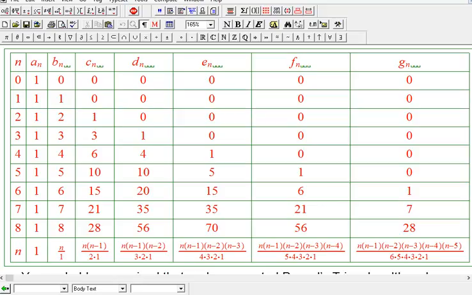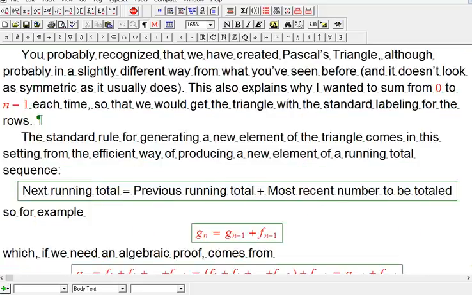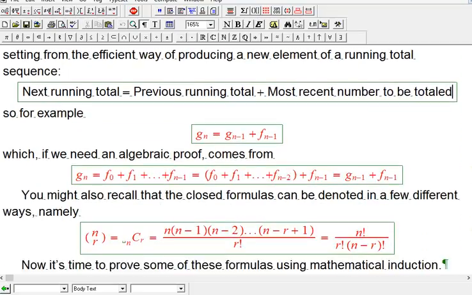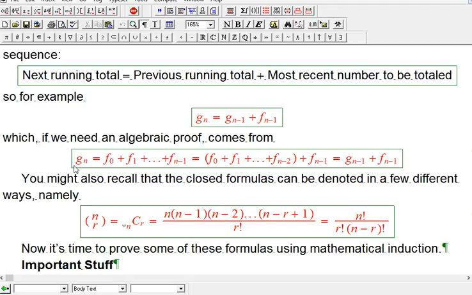And it's fairly intuitive, this idea that the next running total, like with bank accounts and things like that, is your previous running total plus the most recent number to be totaled. If you want to see it more algebraically, as I say in the PDF, you can write it out: if G sub n is the total of the F numbers through n minus 1, we'd like to show that that's the previous running total plus the most recent number you're supposed to add.